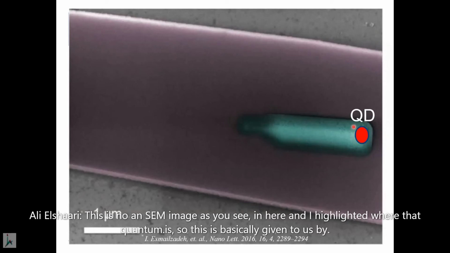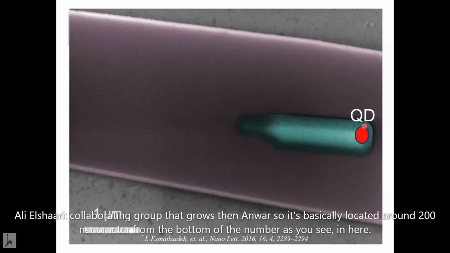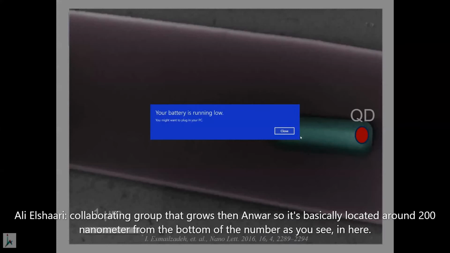This is basically given to us by the collaborating group that grows the nanowire. It's located around 200 nanometers from the bottom of the nanowire, as you see in here.